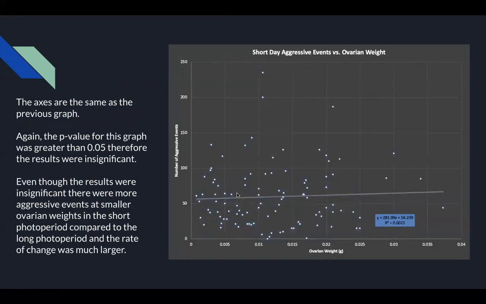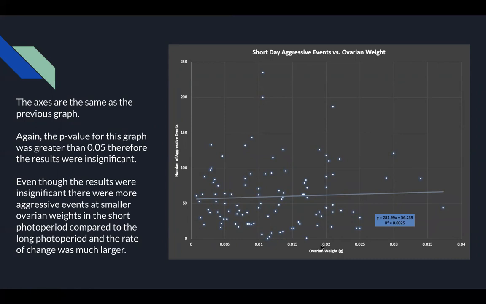Okay, moving on to the short day aggressive events versus ovarian weight. Again, same axes, and again, also a slightly positive line of best fit, but very low R-squared value, and there was a p-value of greater than 0.05, meaning there was no linear correlation between these two variables.